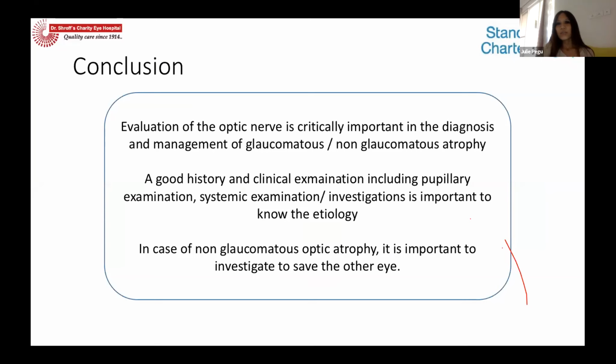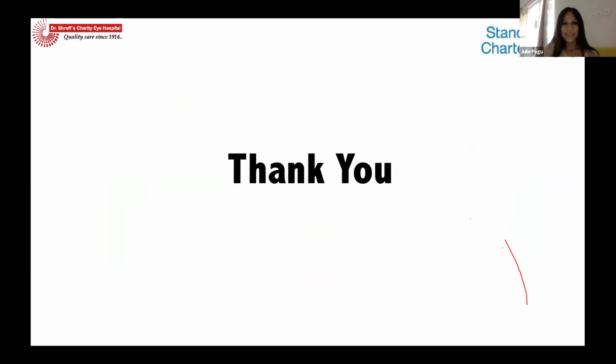It is also important to find the etiology in patients with non-glaucomatous optic atrophy, because if it has happened in one eye, the other eye is always at risk. I think that is it from my side. We can take questions now.